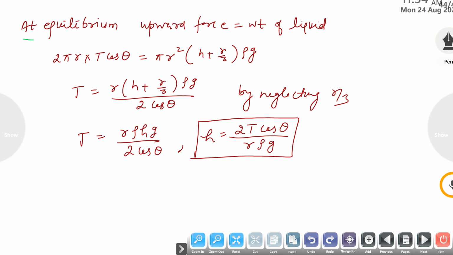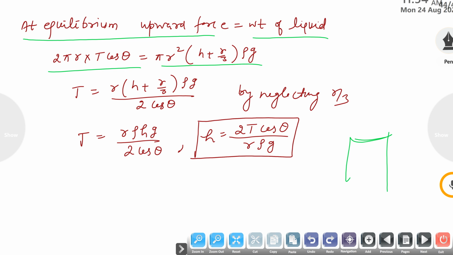At equilibrium, when the water rises and stops at a particular point, the upward force is equal to the weight of the liquid. The upward force is nothing but 2 pi r into T cos theta, and the weight we have just calculated is pi r square into h plus r by 3, rho g. So now from here I can find the tension, that is T equals (h plus r by 3) rho g r divided by 2 cos theta. If I neglect r by 3, as the capillary tube has a very narrow radius, so I can neglect r by 3.